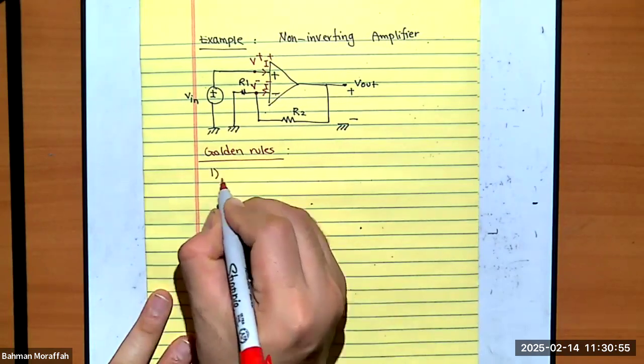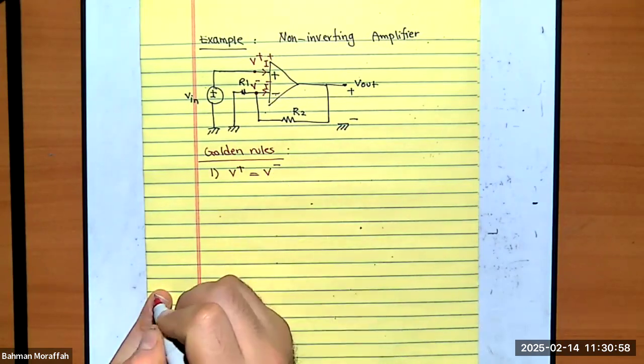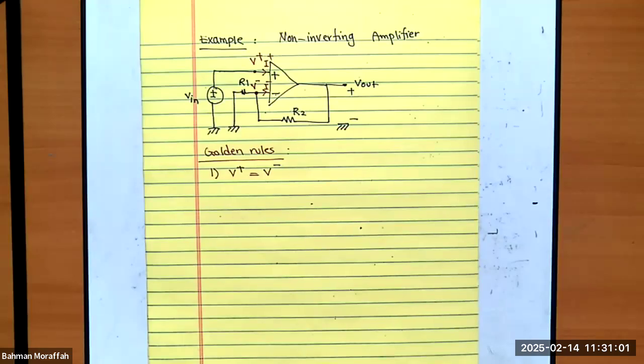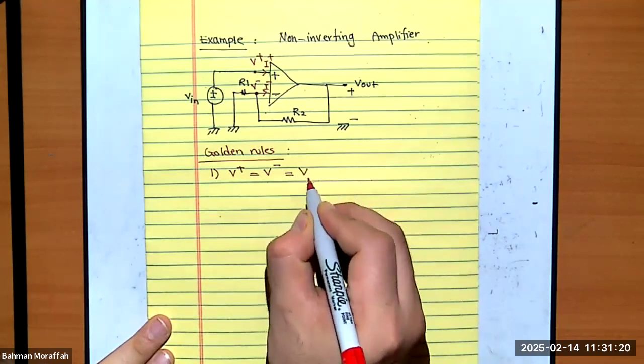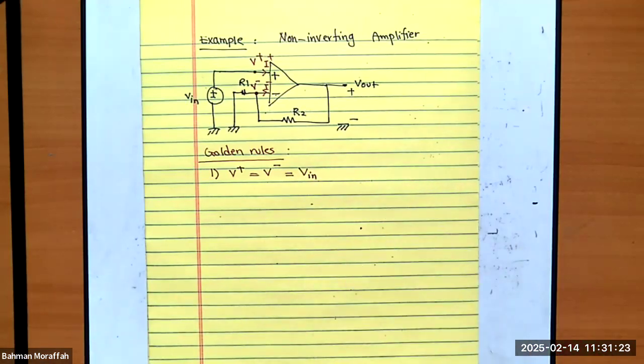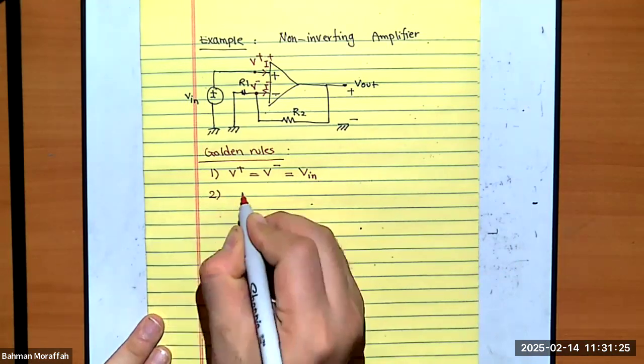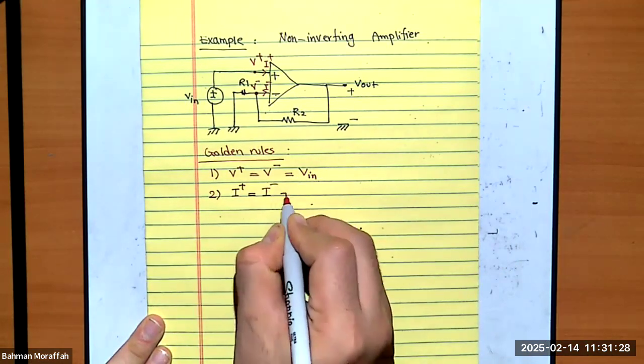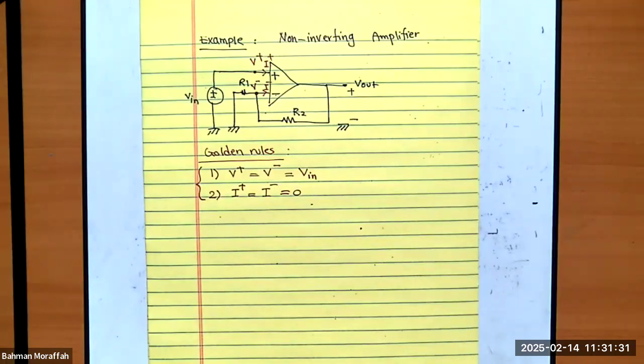The first one is V plus must be the same as V negative. That's the first golden rule. But what is V plus this time? That's V in. That's exactly V in. So it's V in. Therefore, V negative must be V in. The second rule tells me I plus is I negative, and that's here. These are my rules.